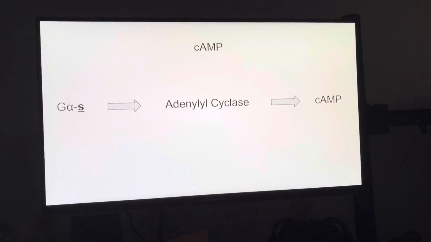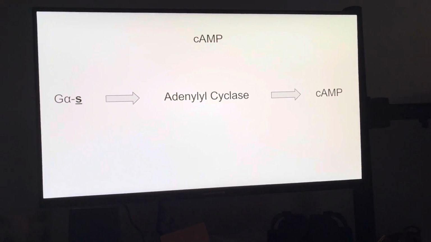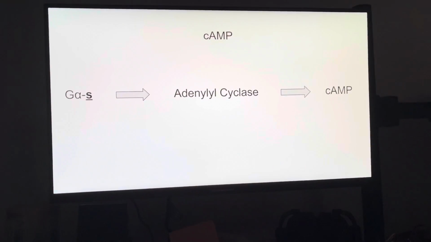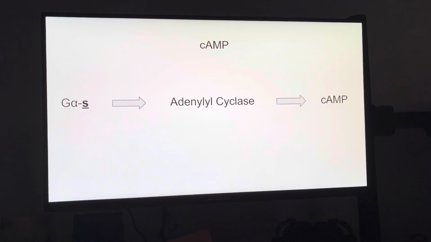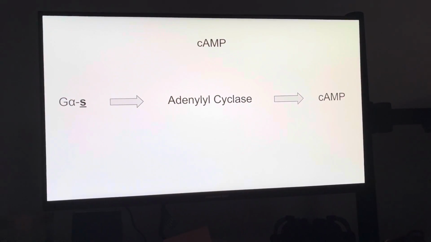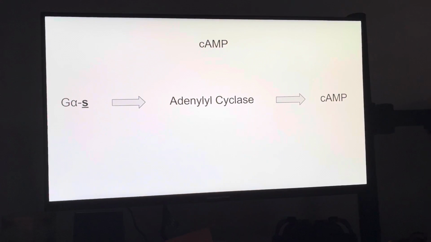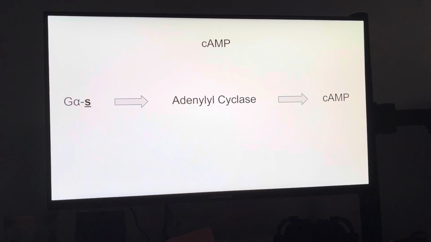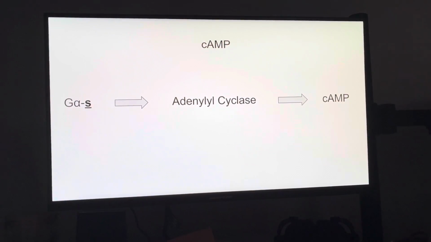So, after the G alpha S protein activates the adenylyl cyclase, that adenylyl cyclase, which is an enzyme, you can tell by the ending in ACE, will pump out cyclic AMP, which is the secondary messenger.